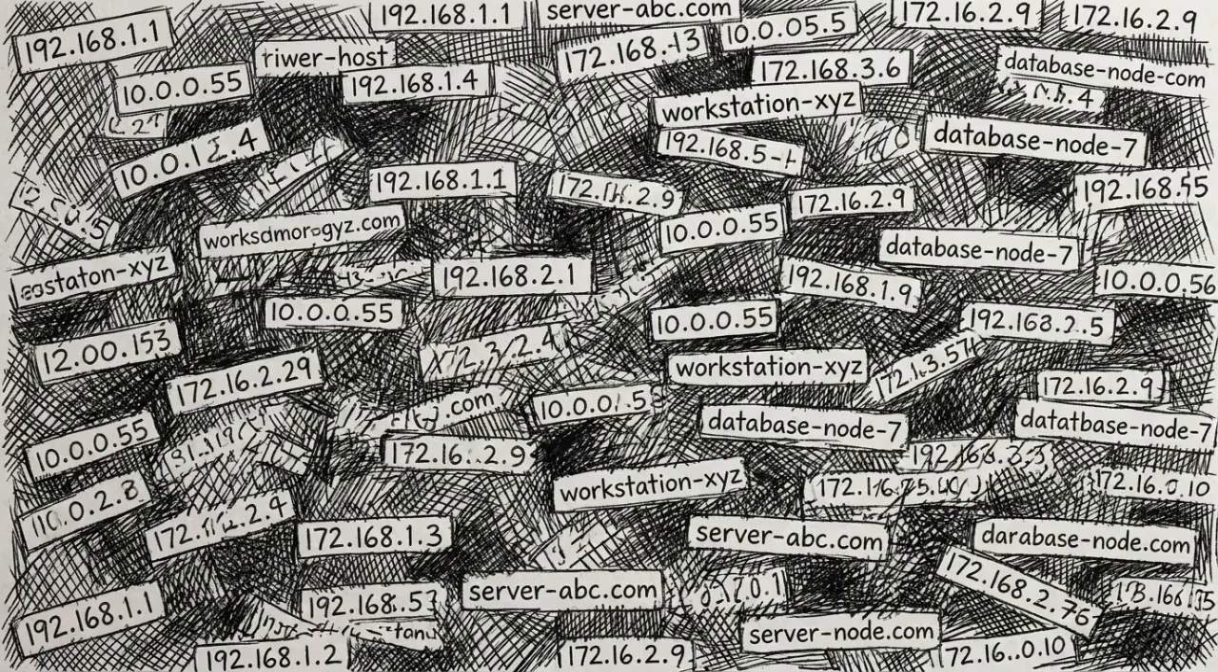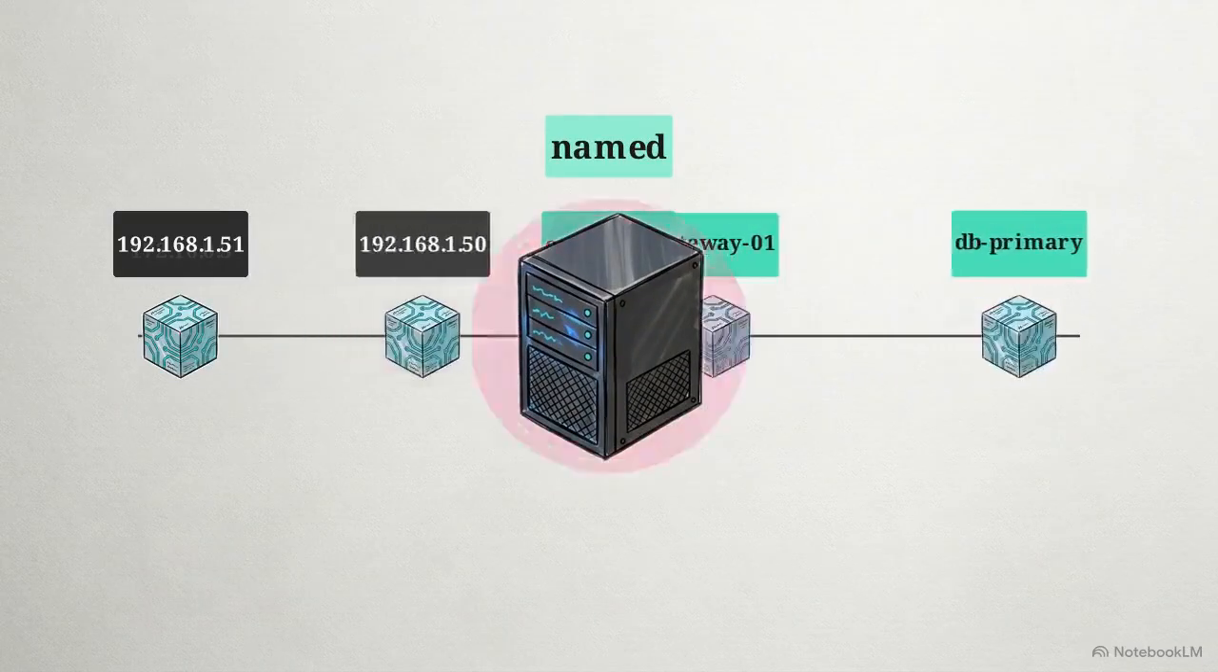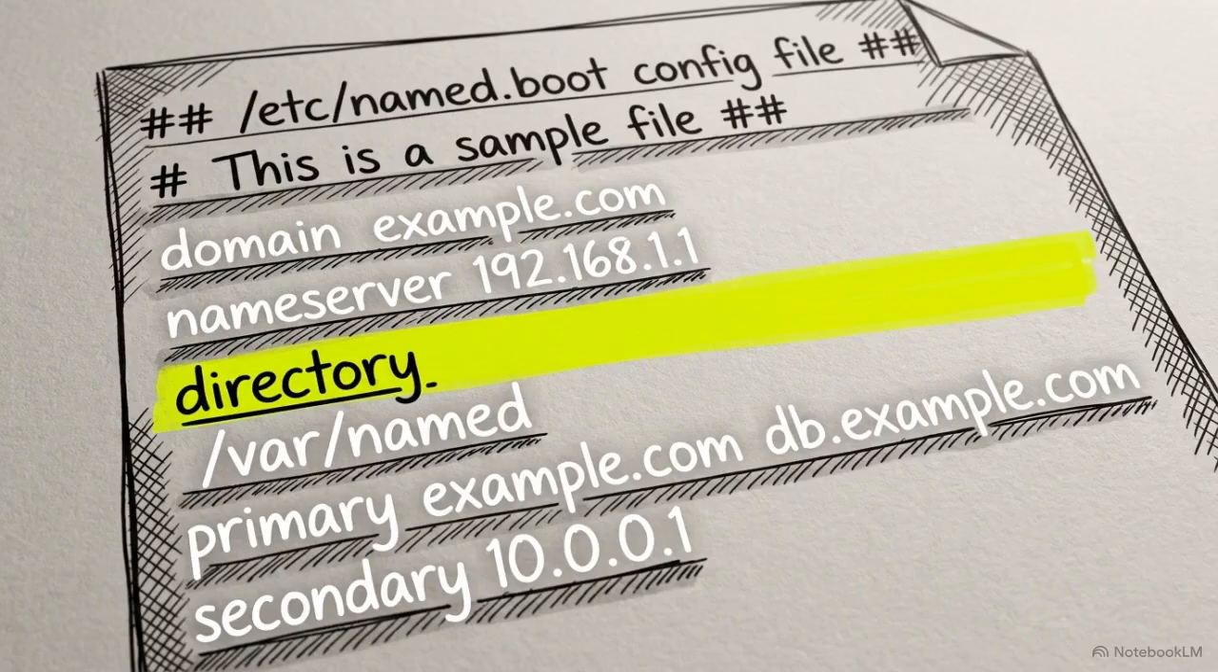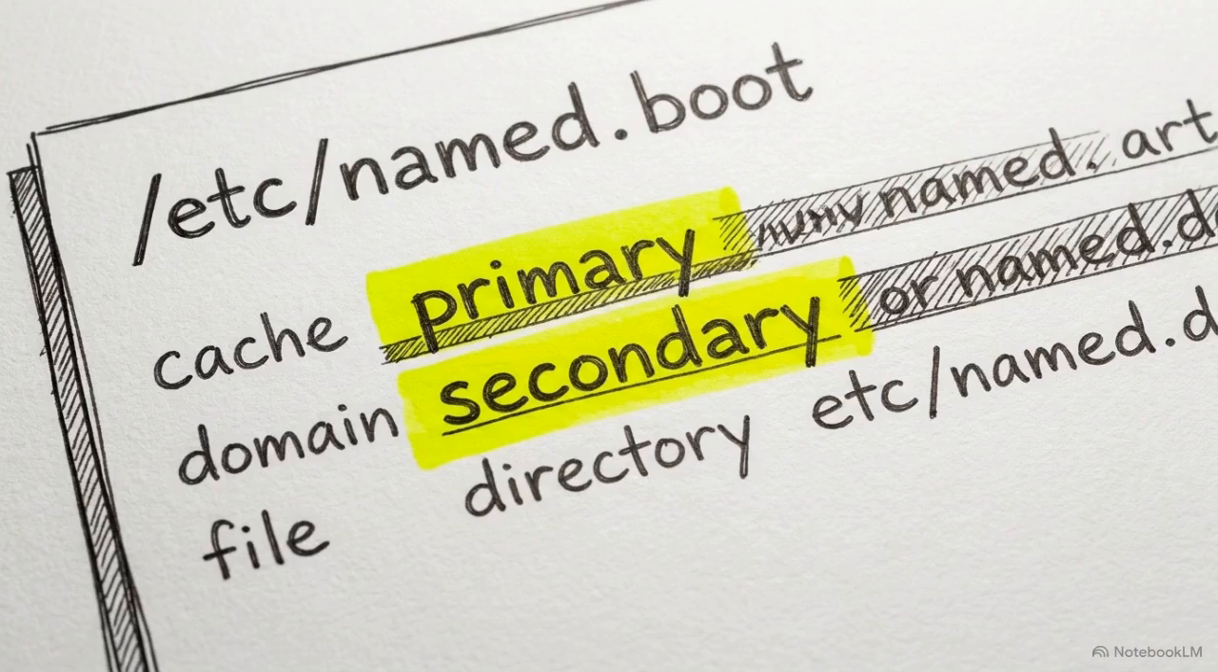Static /etc/hosts files are difficult to maintain as a network grows. To make name resolution scalable, we use the named daemon to handle dynamic IP-to-hostname mapping. The /etc/named.boot file follows a specific structure. The daemon relies on these highlighted declarations. Directory sets the working path, while primary and secondary define exactly where the server gets its authoritative zone data.